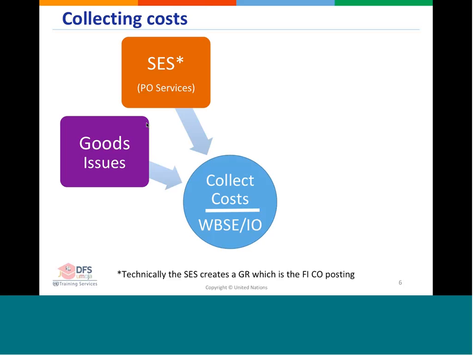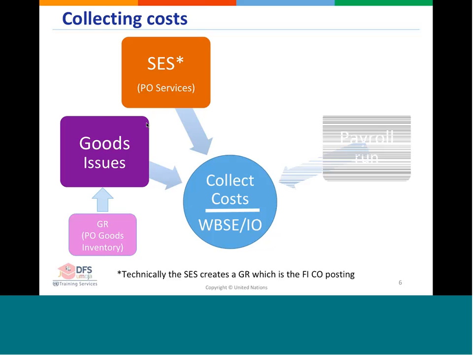So in other words, the WBSE will be charged through service entry sheets as a result of the POs for services. We'll be collecting costs from goods issues, and in order to issue goods to the project, these goods must be previously arrived into the inventory. So there is a previous step, which is the goods receipt. After we execute the goods receipt and the goods are in the inventory of the storage location, we will issue the goods for the project. So the goods issue will be charged against the project.